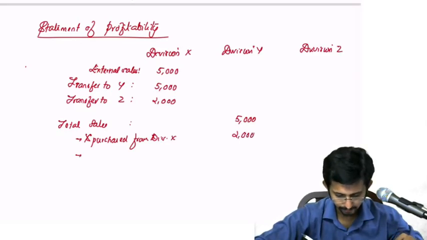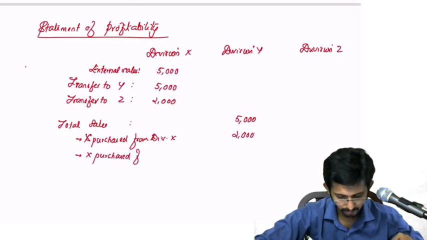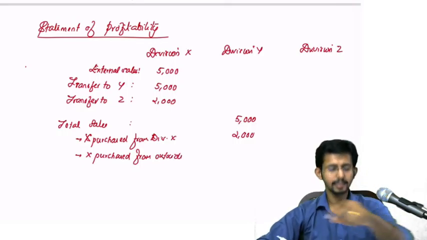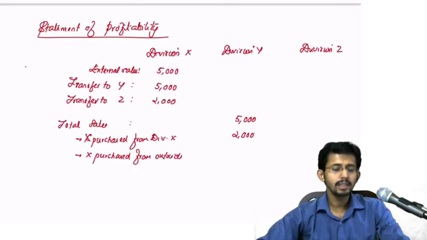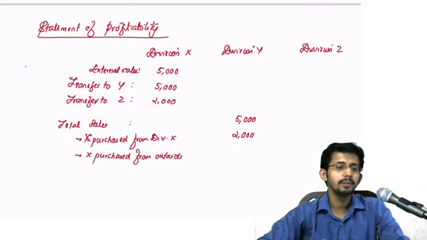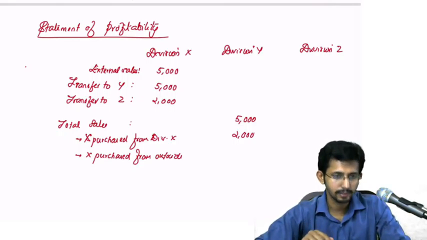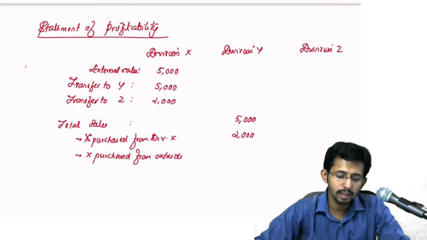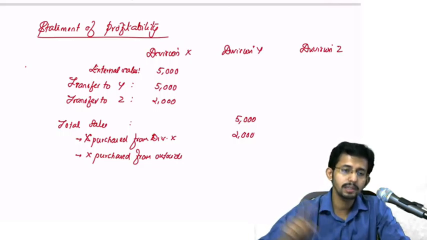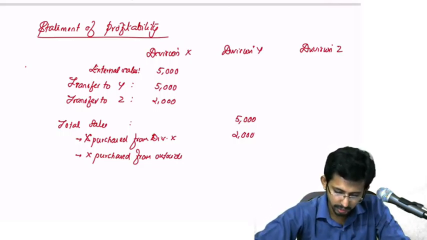Okay, then what can you do? X purchased from outside. See, in case of division Y, you will give only 2,000. Division X will give only 2,000 quantities. So balance 3,000. What will division Y do? Division Y will purchase from the external market. So 3,000, because both the options are indifferent.